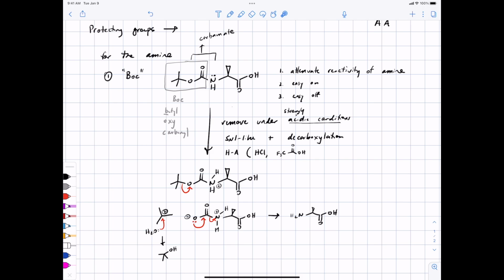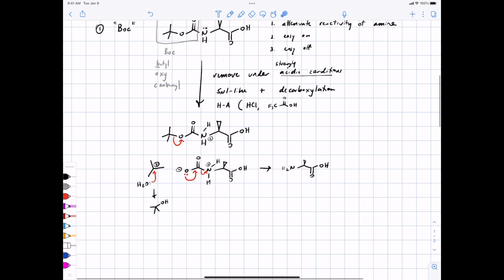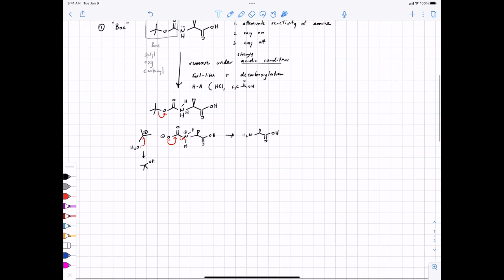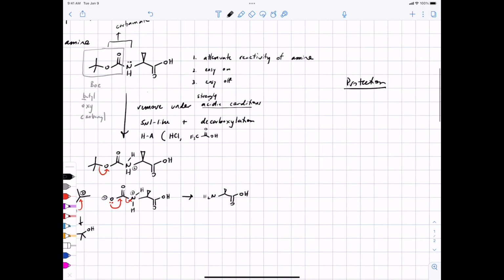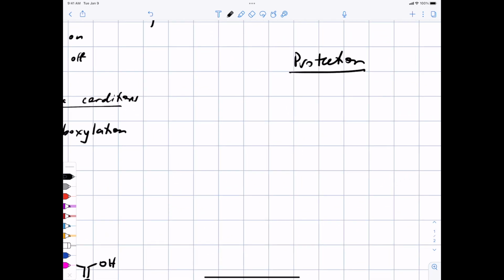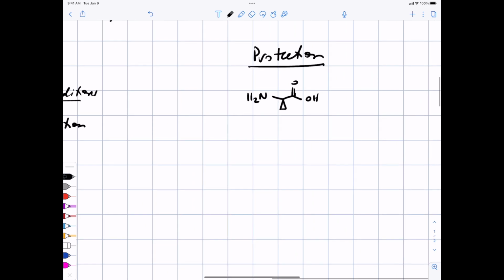All right. Putting the Boc group on would simply involve, so let's see, this is what I just showed you here is the deprotection reaction. The protection reaction involving Boc would be to take an amino acid. You've actually seen this previously on an exam.